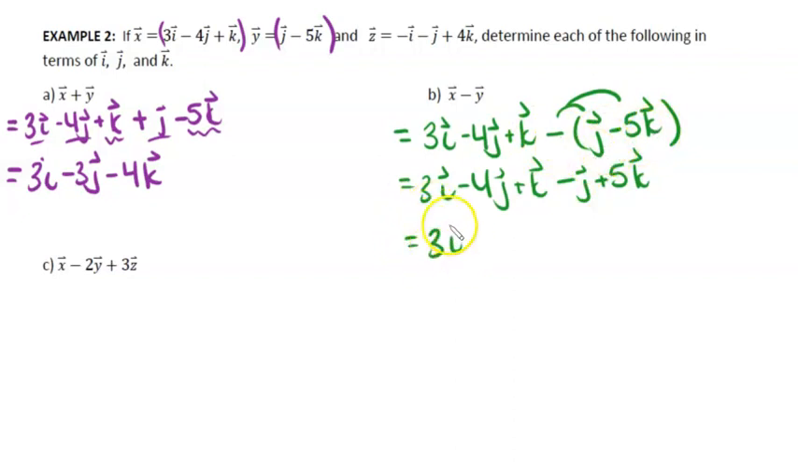So 3 vector I is going to stay the same because we only have one I component. Minus 4 vector j minus j, I get minus 5 vector j. Okay. And then vector k plus 5 vector k, I get plus 6 vector k.